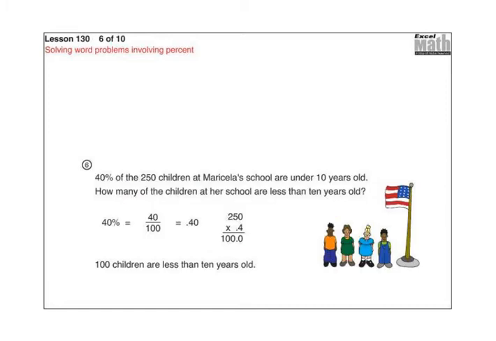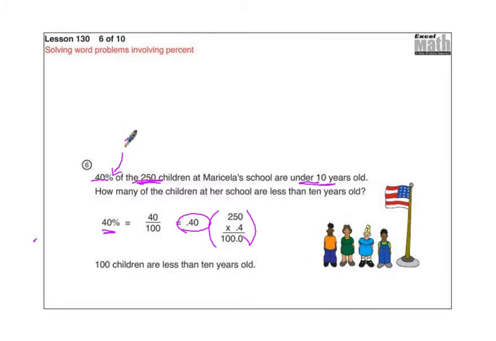All right, moving on. Number 6 says 40% of the 250 children at Maricella's school are under 10 years old. How many of the children at her school are less than 10 years old? It says 40% of 250 are under 10. So 40% we know is equal to 0.40. You guys already know that, right? Okay, so today we're learning that we're then going to multiply.